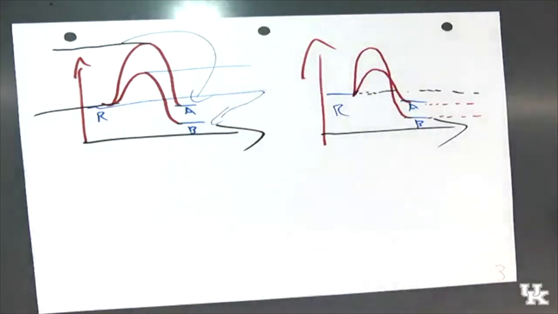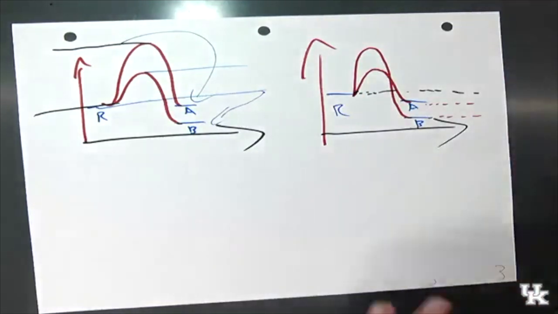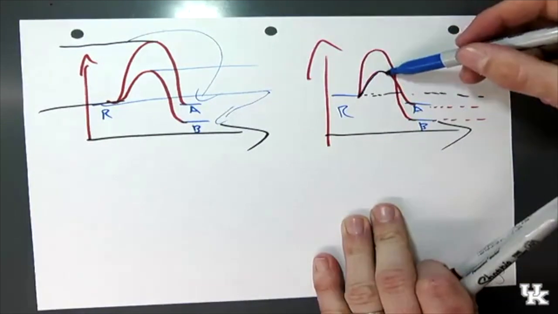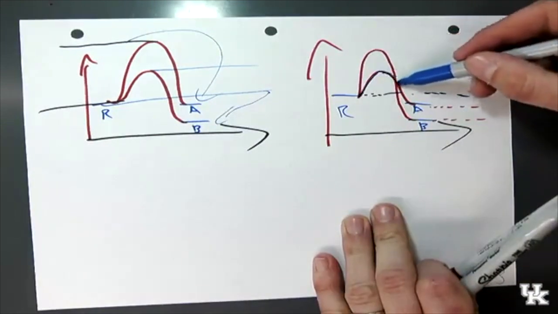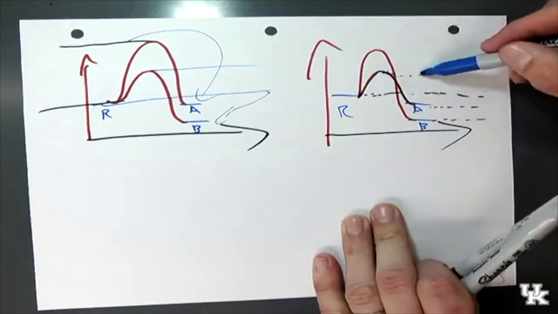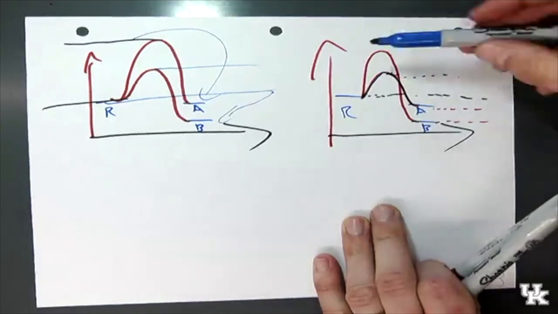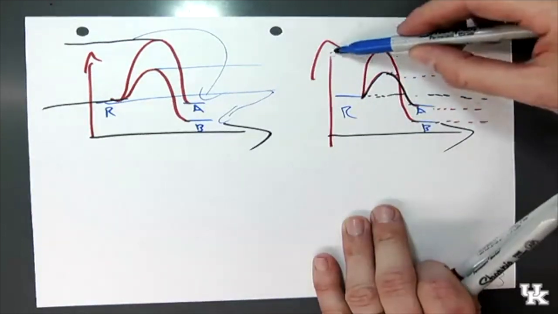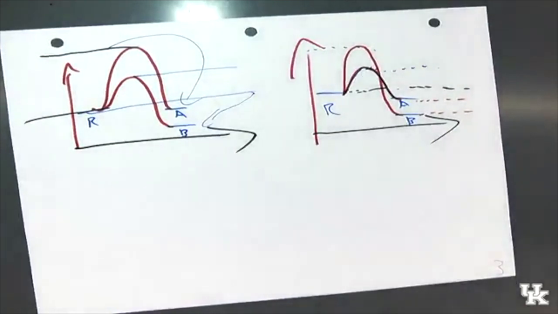Which one is kinetically favored? Who here thinks it's B? Who here thinks it's A? A, okay, good. A is kinetically favored because the activation energy is smaller, right? Way smaller than it is for B. Does that make sense to you guys?